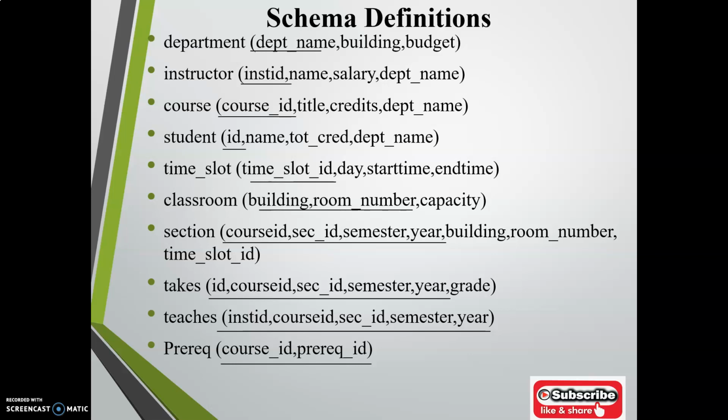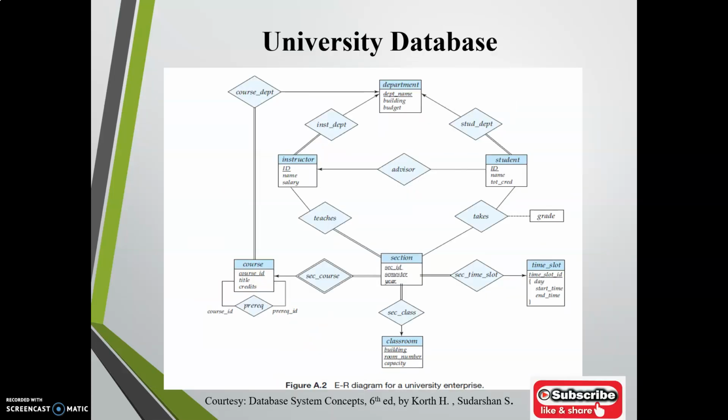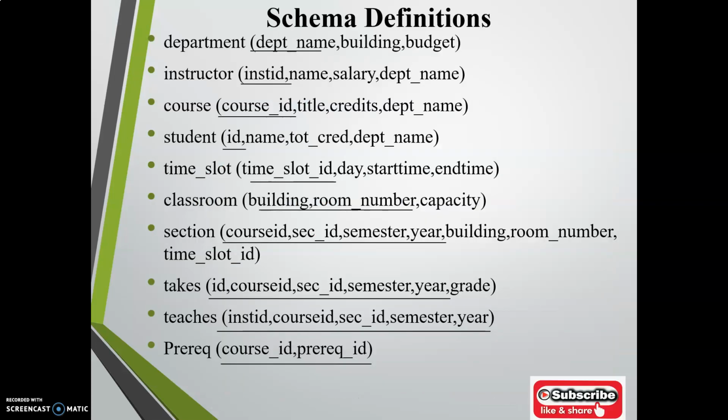So in the first assignment, what we have to do? We have to draw the ER diagram for the university database. We have to draw the schema diagram for the university database, and we need to write schema definitions. That is there in the first assignment. I have referred the schema definition, schema diagram and university ER diagram from Database System Concepts, 6th edition, by Korth and Sudarshan. In my next video, that is assignment number 2, I will show how to create these tables in MySQL database.